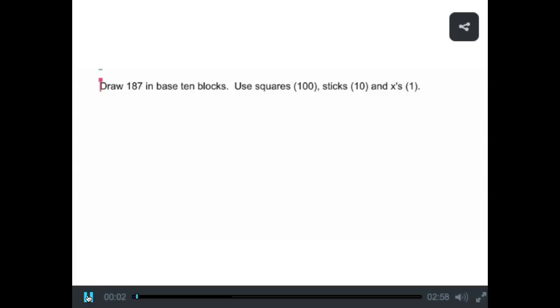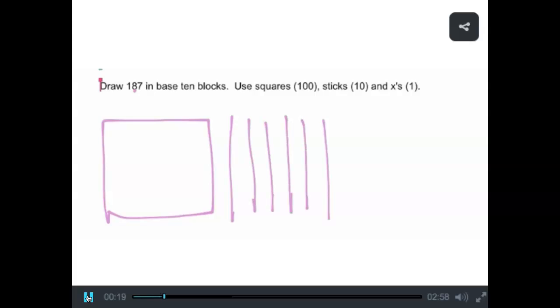Today's homework is, here's the very first one. It asks us to draw 187 in base 10 blocks. So we have 100 that we're going to put right there. And we have 8 tens that we're going to put there. 1, 2, 3, 4, 5, 6, 7, 8. And then 7 ones. And I'm just going to make this a little bit bigger. 1, 2, 3, 4, 5, 6, 7, 8.